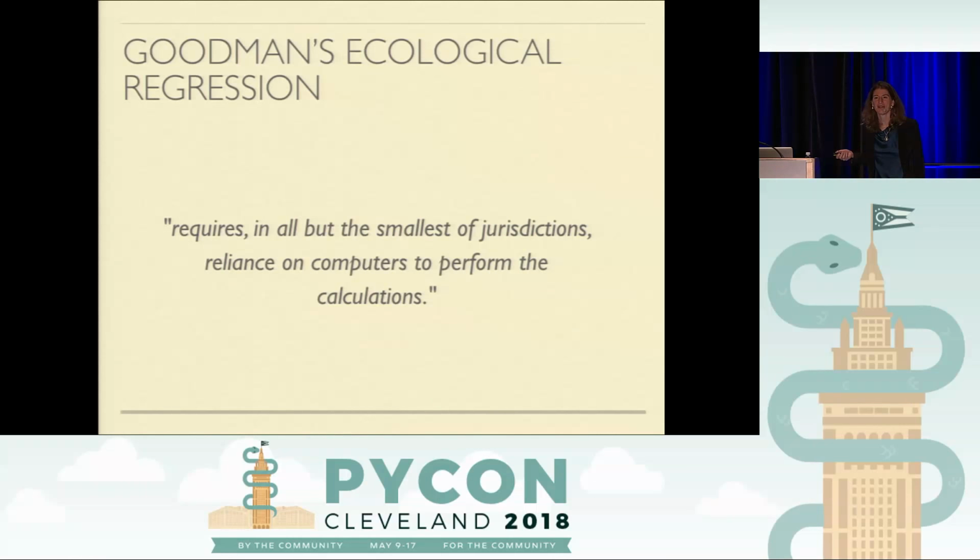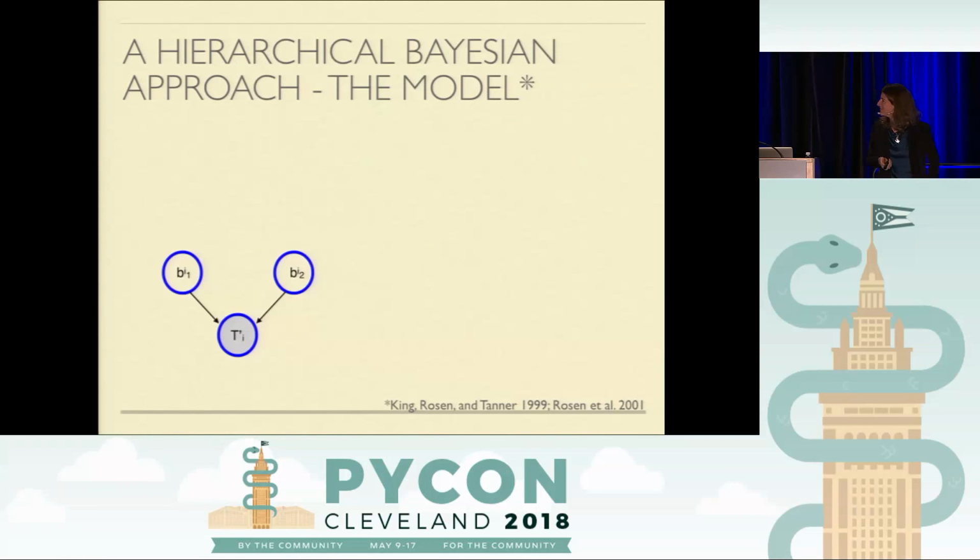A last drawback, and I love this. This is an expert witness complaining in a case in the 80s that Goodman's ecological regression requires, in all but the smallest jurisdictions, reliance on computers to perform the calculations. So I think this was a few years before Python arrived on the scene, but maybe now, if we're not too bummed out about this particular drawback, we could rely on computers and be all right.